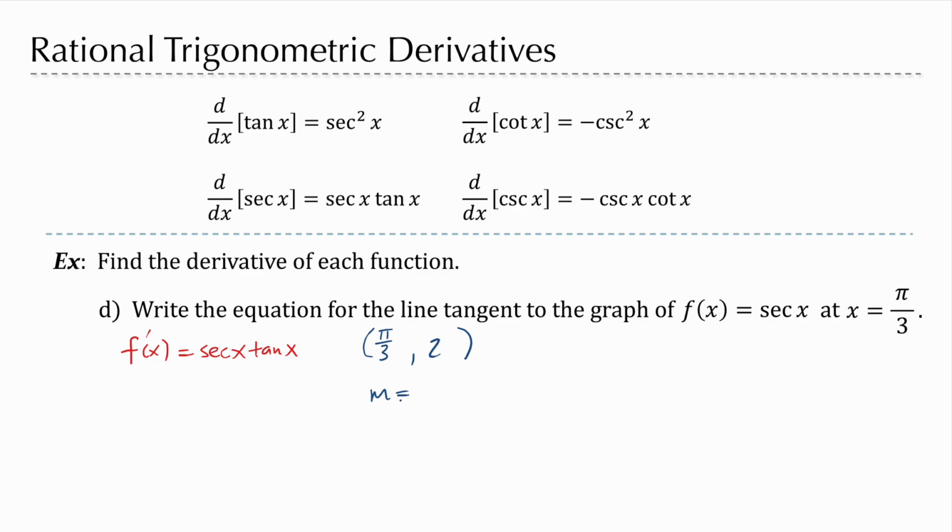To find the slope, we're going to go ahead and plug it into the derivative. So that means we'll take the secant of pi over 3, which is the 2, and then we'll multiply that times the tangent of pi over 3, which is radical 3. So that means my slope of the tangent line will be 2 radical 3. When I put all that together in point slope form, it'll be y minus our y value 2 equals our slope times x minus our x value.